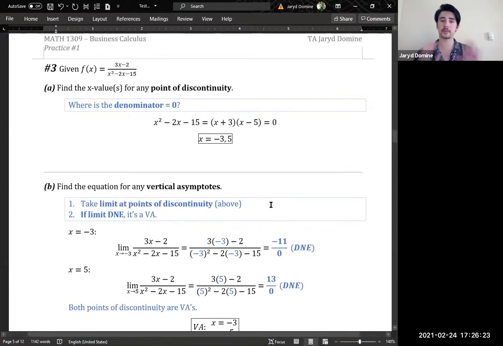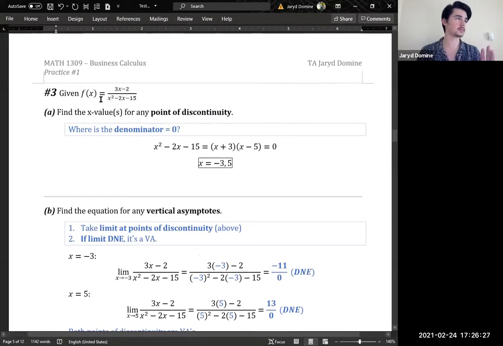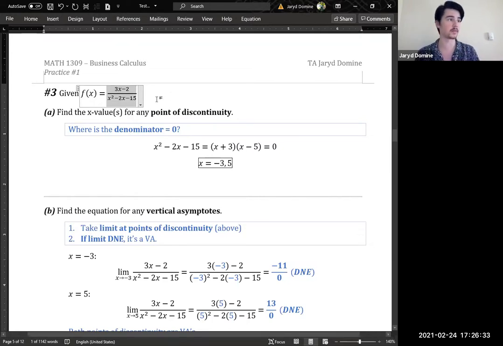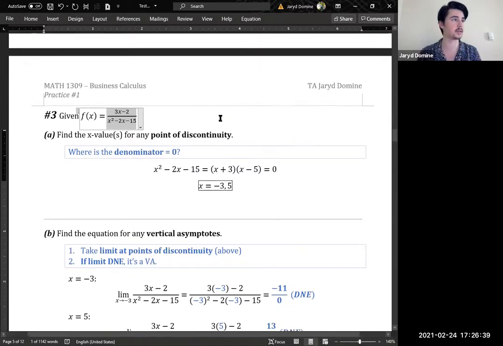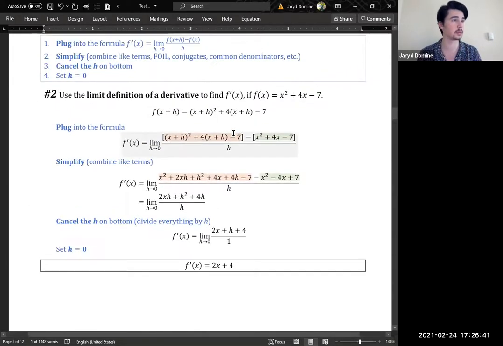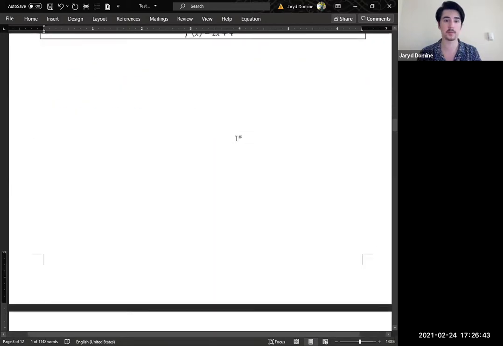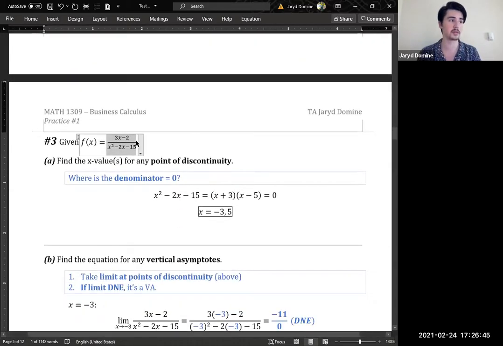Okay, number 3. Number 3 is 3 parts, but they're all very simple. So we're given this function f of x equals (3x minus 2) over (x squared minus 2x minus 15). So we have a fraction, just like we were given in problem 1. We're given this fraction with a polynomial on top and bottom.